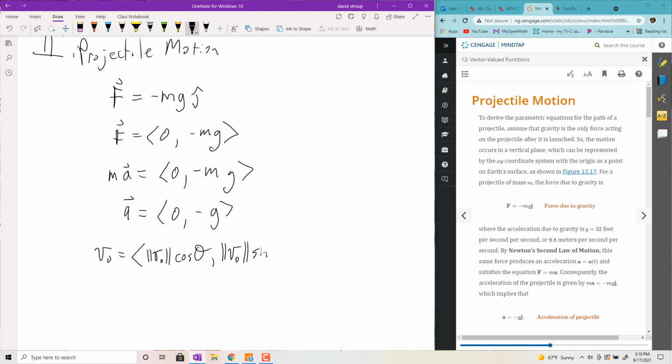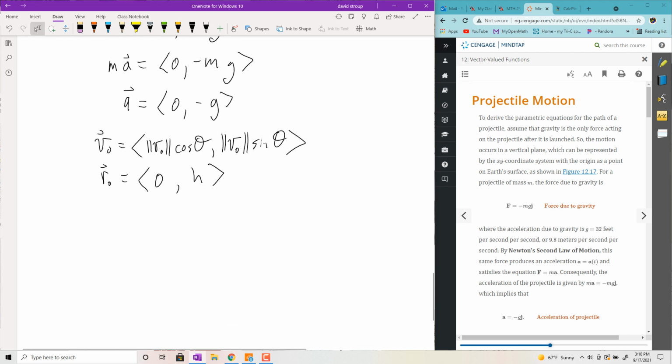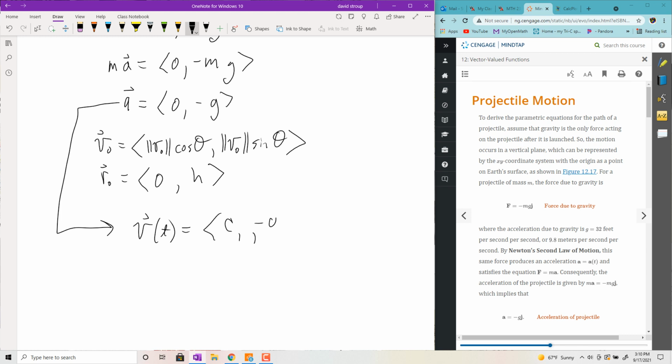Okay, sine of theta. Then our initial position, we're going to assume, is like the height of the baseball player, or where he's throwing the baseball from. So that'll be 0, comma, some number h. Okay, so we're going to begin with the acceleration and integrate that. So we end up then with the velocity vector equaling c1 comma negative g t plus c2.